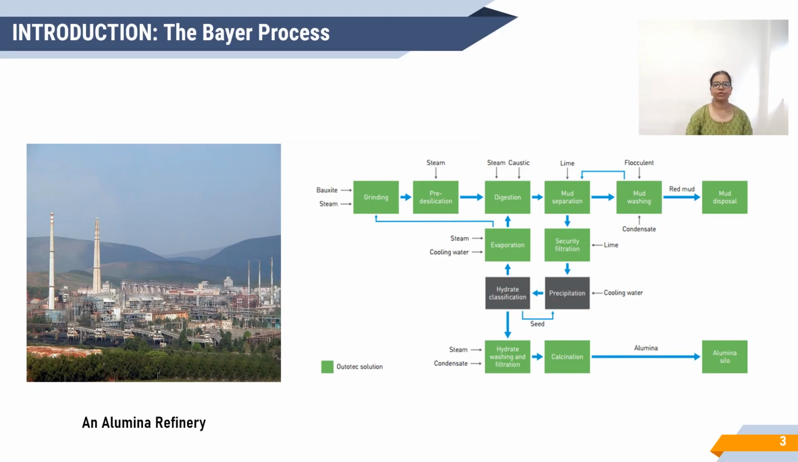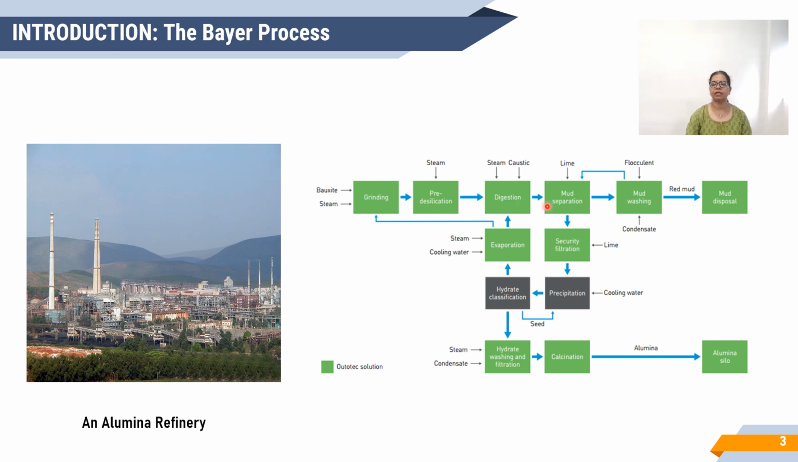The introduction to Bayer's process: on the left hand side we can see the alumina refinery, while on the right hand side shows the Bayer's process. In the Bayer's process, bauxite is the primary ore of alumina, which is first ground along with the steam and caustic soda solution. After that it goes into pre-desilication where silica is removed, and then the whole of the slurry is forwarded into digestion where green liquor is added into it at an elevated temperature of 145 to 240 degrees centigrade, depending upon the characteristics of the bauxite, basically the mineralogy of the bauxite.